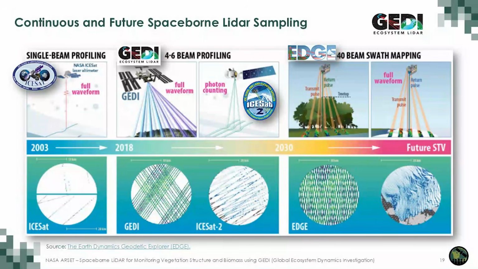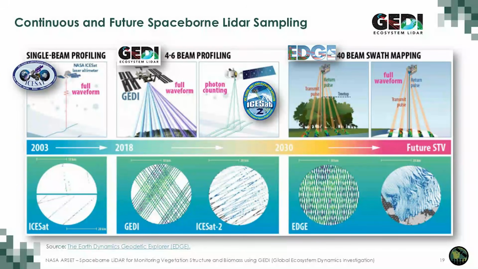NASA has committed the past few decades to advancing space-based LiDAR systems. Here are the Earth-observing satellites collecting LiDAR perspectives of Earth, from ICESat to ICESat-2 to GEDI and the future EDGE and STV missions. Earth-observing LiDAR capabilities have undergone multiple iterations across time, starting with full waveform observations over predominantly water and ice landscapes.